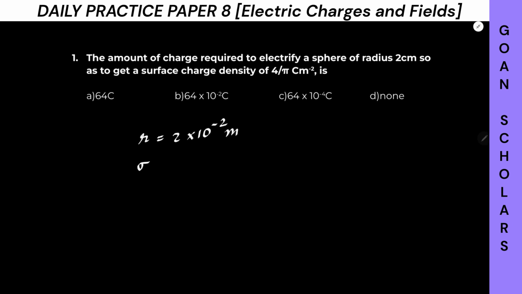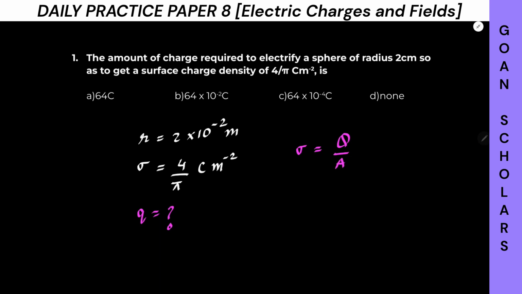Sigma is denoted as surface charge density, and that is given here as 4 upon pi coulomb per meter square, so coulomb m to the power minus 2, right? Now this is the given data. They are asking what? Amount of charge. So Q is unknown, right? Let's recall our formula for sigma. Sigma is nothing but charge per unit area, right?